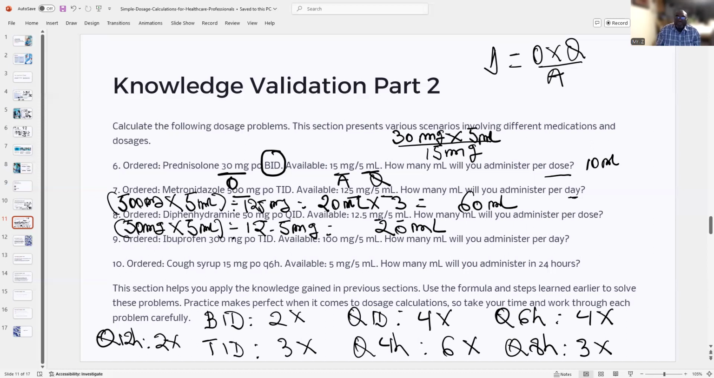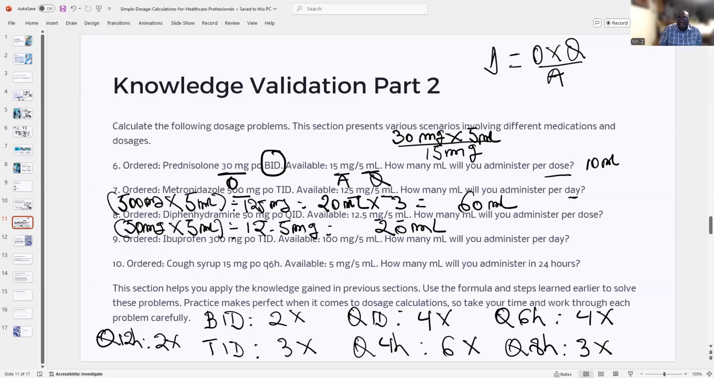They ask what would you administer. If they say per dose, it means a single dose, but they do not always have to tell you what would you give per dose. They can say how many milliliters will you administer? That's it. Either they say per dose or they did not say, it's always going to be a single dose.